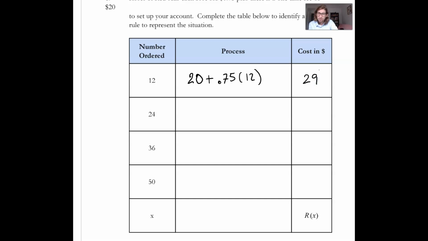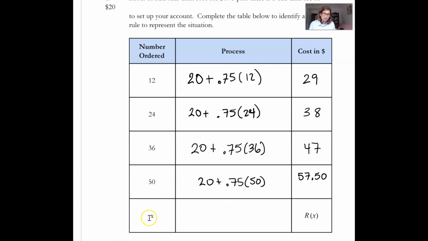I'm going to do one more and then ask you to fill out the other two. So if you ordered 24 roses, you'd still pay that one-time fee of $20, but then you would pay 75 cents for each of the 24 roses. And then 75 cents times 24 roses is $18, so our total cost would be $38. Try to fill in the processing cost for the next two, and then we'll talk about that last line, X.